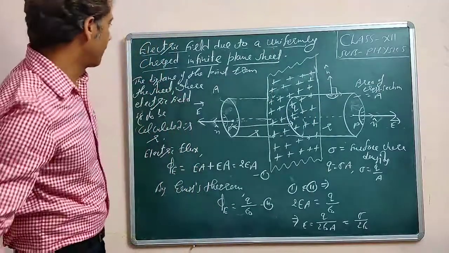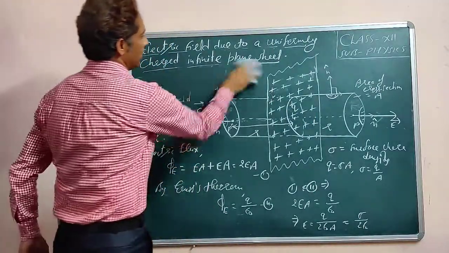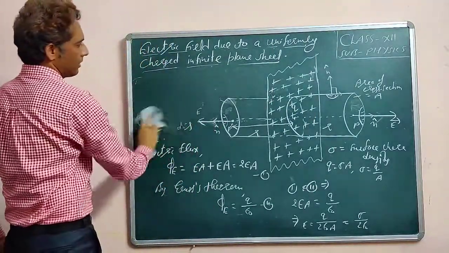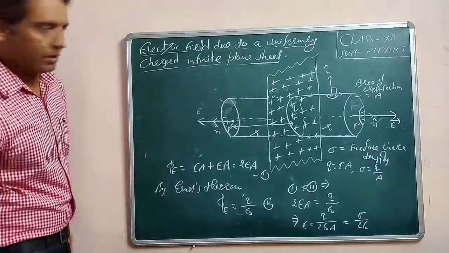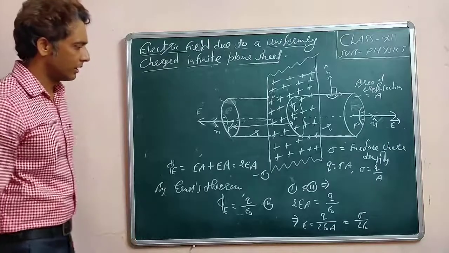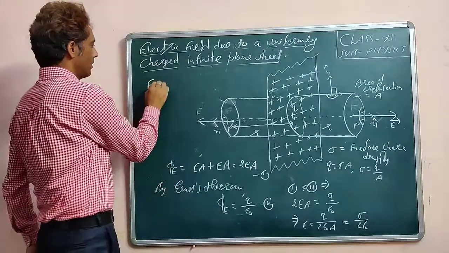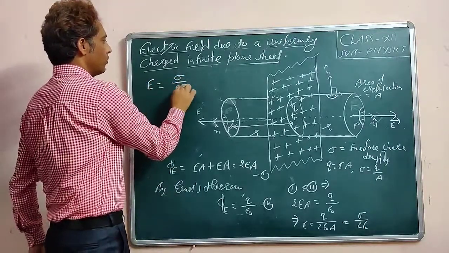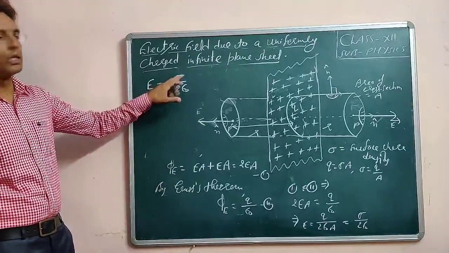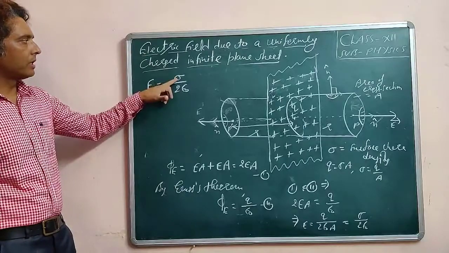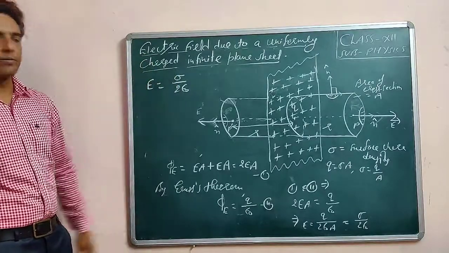Means the electric field intensity due to this charged infinite plane sheet is sigma over 2 epsilon naught. So it is directly proportional to surface charge density. Larger the surface charge density, larger will be the electric field.